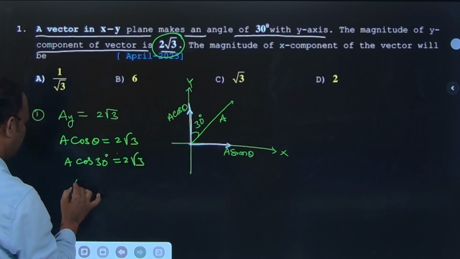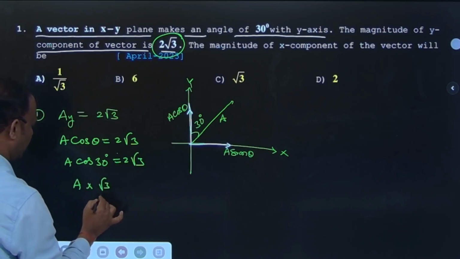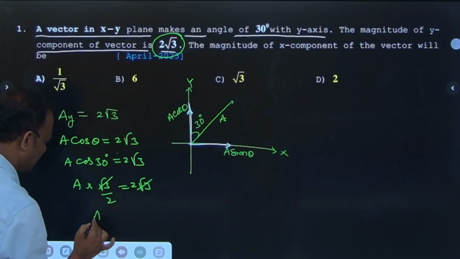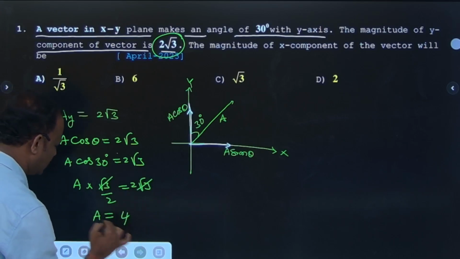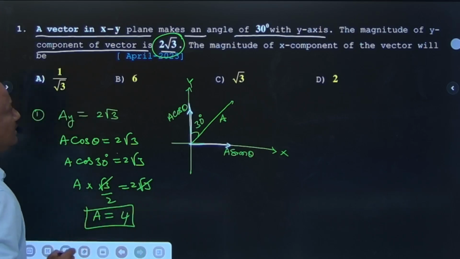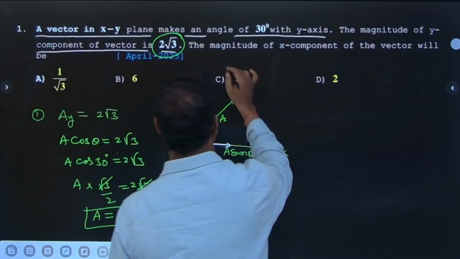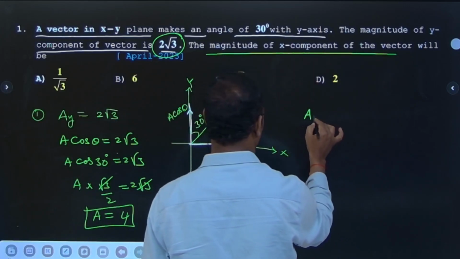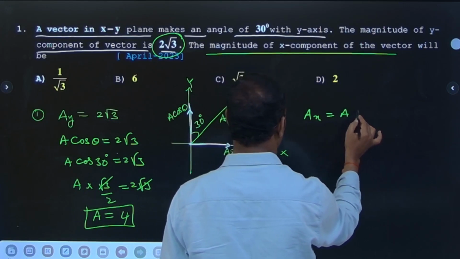So A into cos 30 is what? Root 3 by 2. This is equal to 2 root 3. Root 3 cancels. The magnitude of A is equal to 4. But what is asked in the question? The magnitude of the x component of the vector. Ax is equal to what?